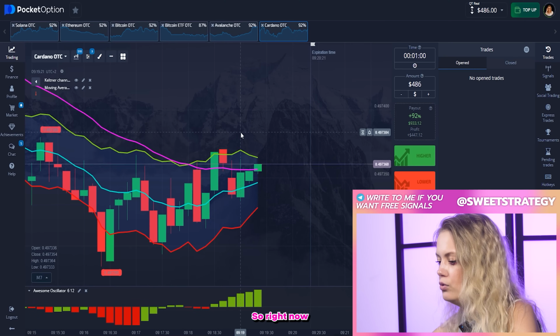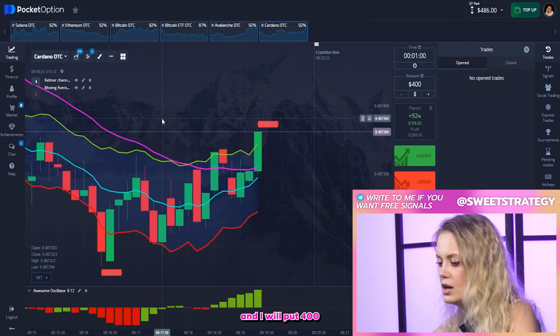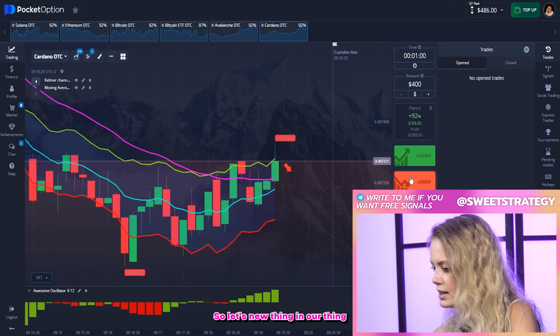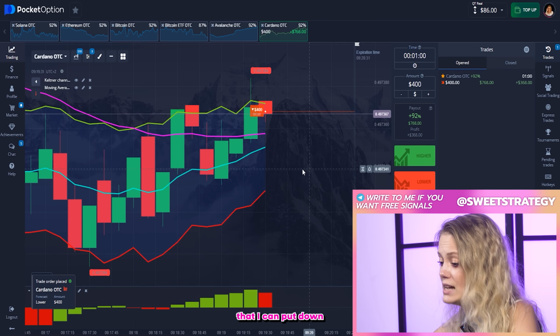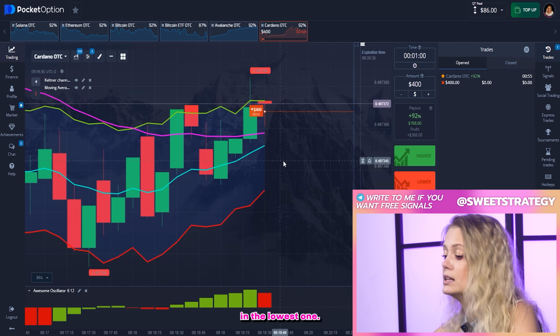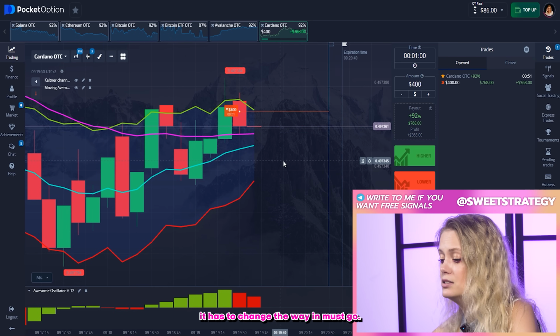So right now I want to change the amount and I will put 400, and what I want to do here. So let me think, and I think that I can put down. What you can see, the Keltner channel has always shown the highest point and the lowest one. So probably when it touches the highest point, it has to change the way and it must go down.